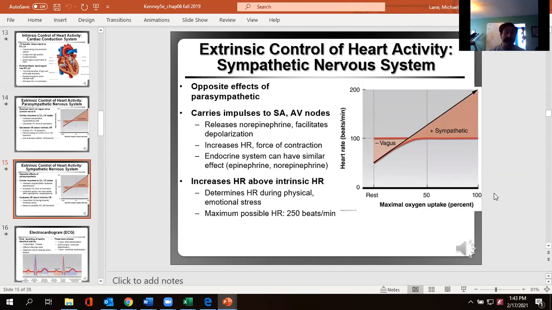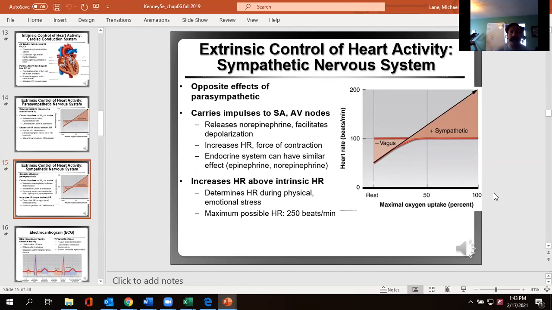Now, like anything else, our heart rate is going to have a true max. So notice that 250 beats per minute, you probably might not be able to go that fast. Actually, most people shouldn't. Rodents have resting heart rates in the 200 to 300 beats per minute.